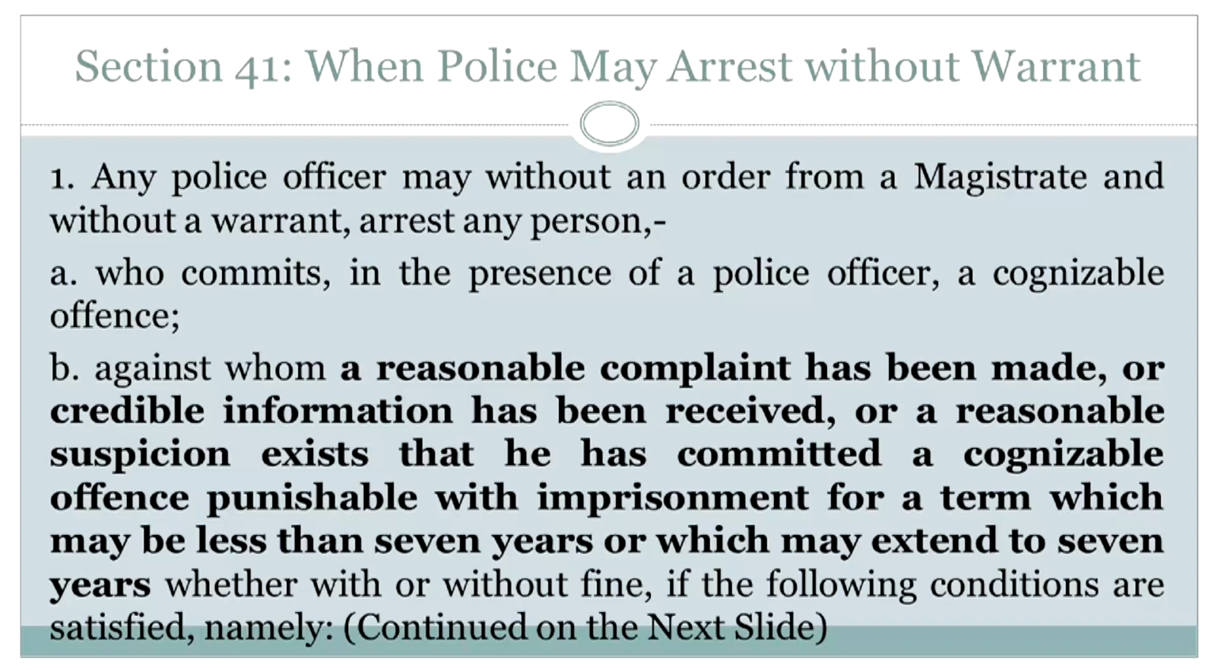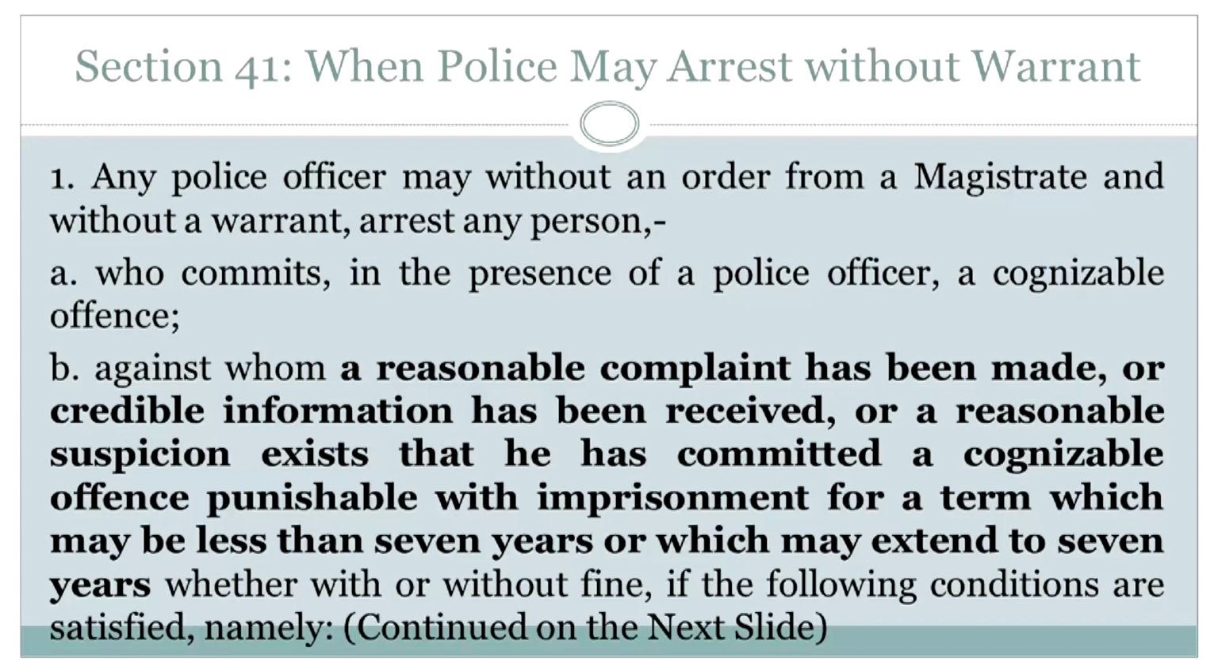Now let's move on to B, against whom a reasonable complaint has been made or credible information has been received or a reasonable suspicion exists that he has committed a cognizable offense punishable with imprisonment for a term which may be less than 7 years or which may extend to 7 years.